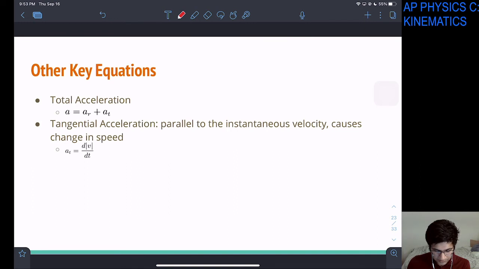Okay, key equation. So our total acceleration is going to be a radial component and a tangential component. Our tangential acceleration is parallel to the instantaneous velocity, and it's the thing that's causing the change in speed. So tangential acceleration is dv/dt.